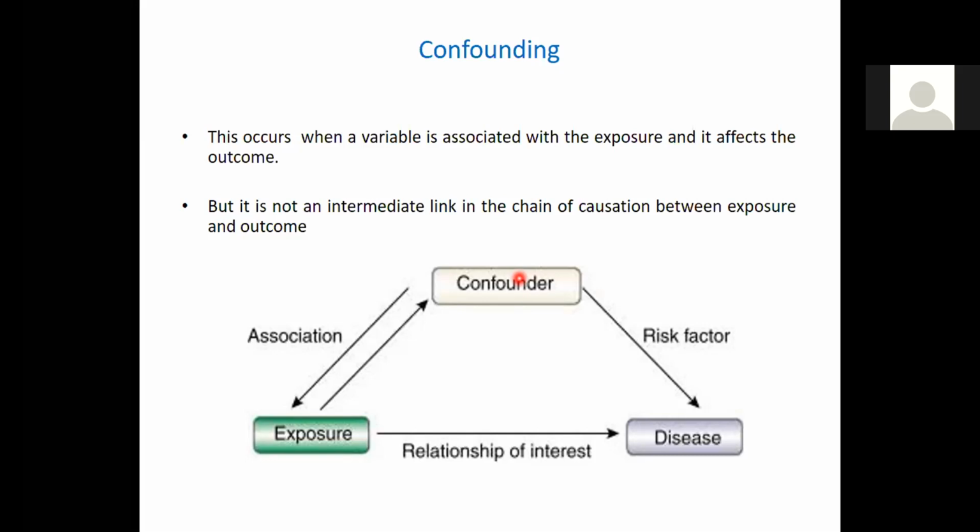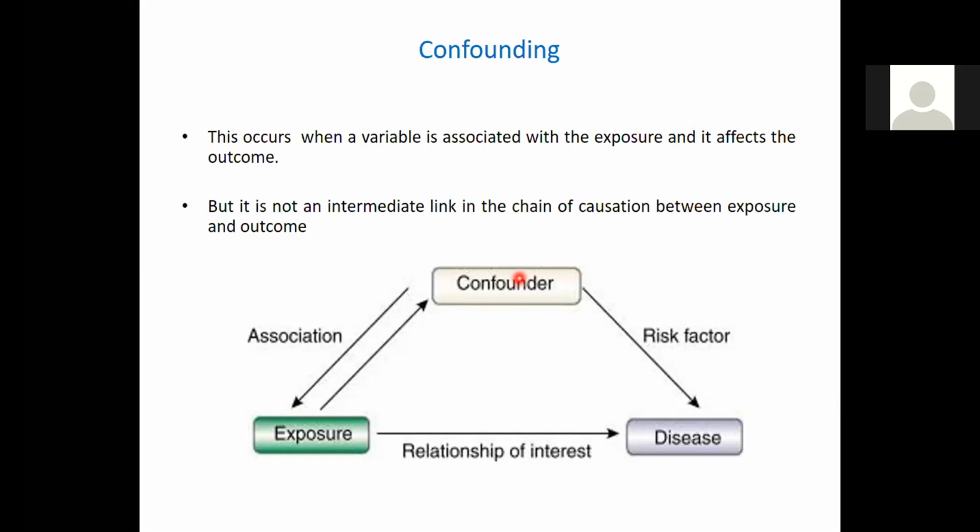Now, there is a second statement: it is not an intermediate link in the chain of causation between exposure and outcome. What it means is that the confounder also leads to the outcome and is related to the exposure, but it is not an intermediate link, in the sense that it is not that the exposure leads to the confounder and the confounder then leads to the disease.